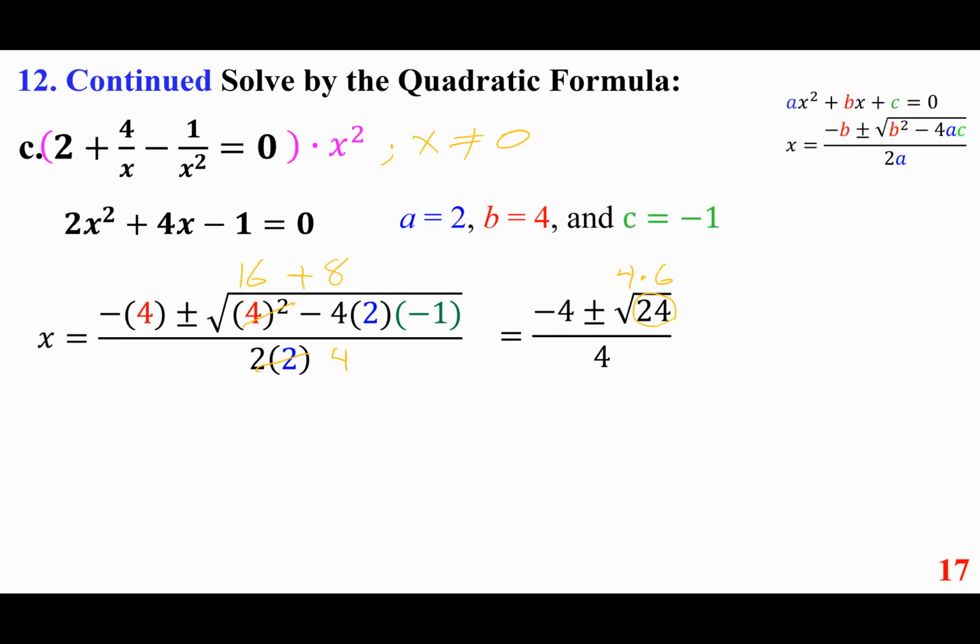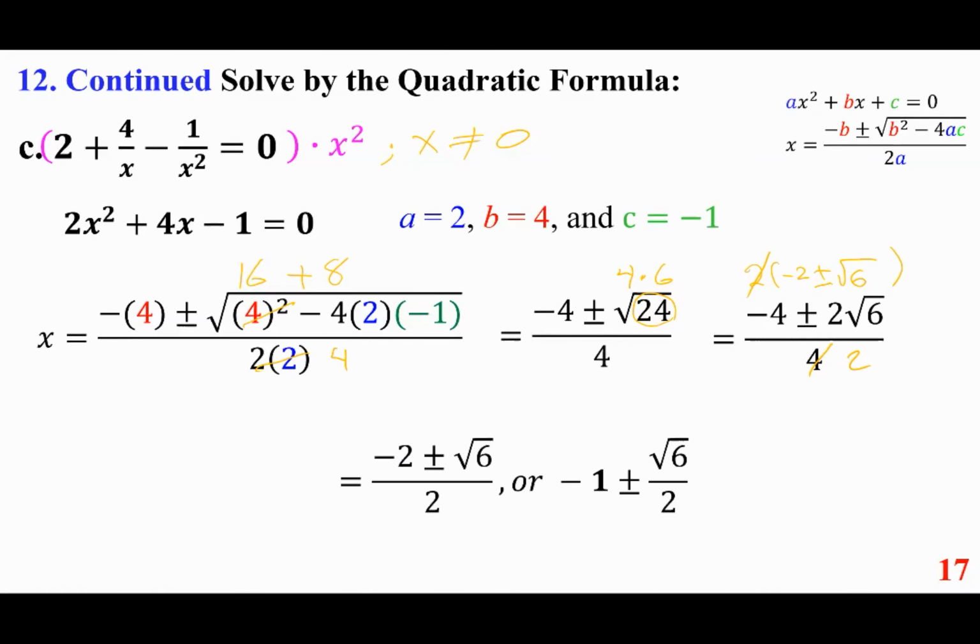By the way, you want to simplify that. If there is a perfect square number in there, you want to take it out. In this case, it's 4. And so you get this one. 4 comes out as 2. Again, we can factor out the 2. We have minus 2 plus or minus the square root of 6. These 2s cancel each other. We get 2 in the denominator.